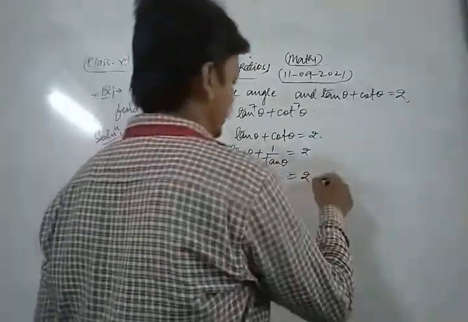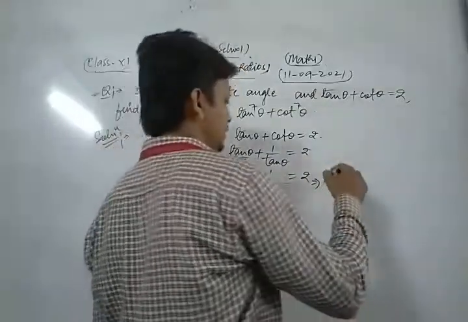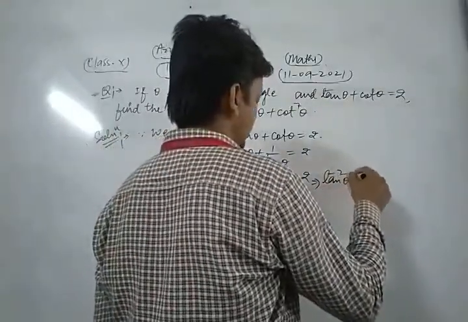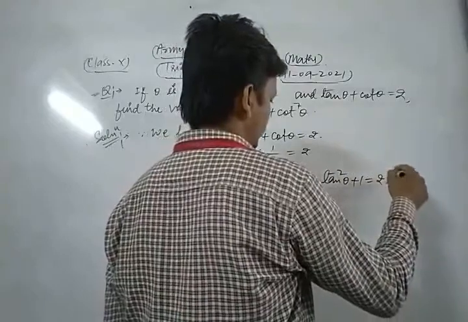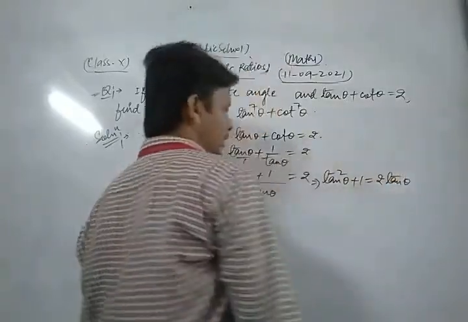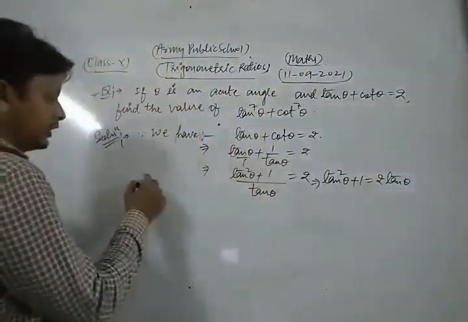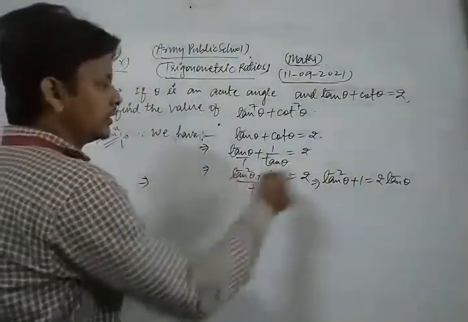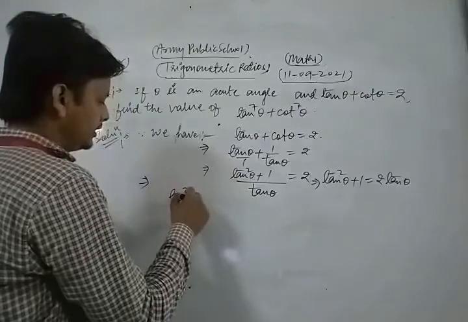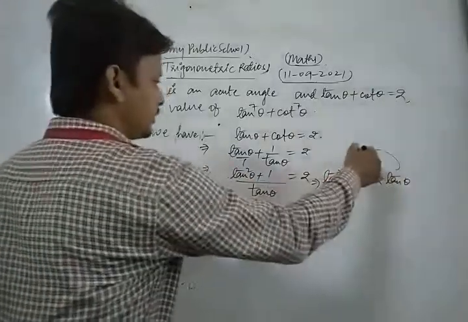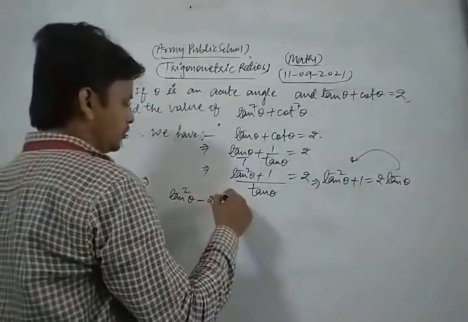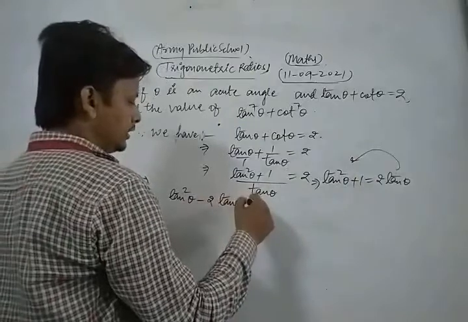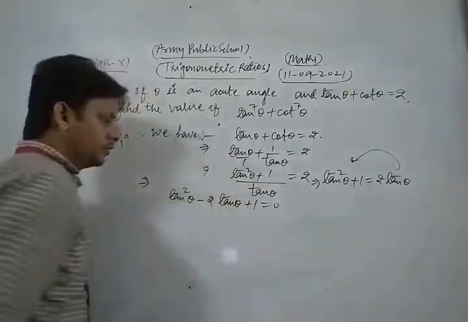Now we do the cross multiplication. So tan square theta plus 1 is equal to 2 tan theta. Okay, now we get tan square theta as it is; 2 tan theta we transfer to that side, so it is minus 2 tan theta plus 1 is equal to 0.